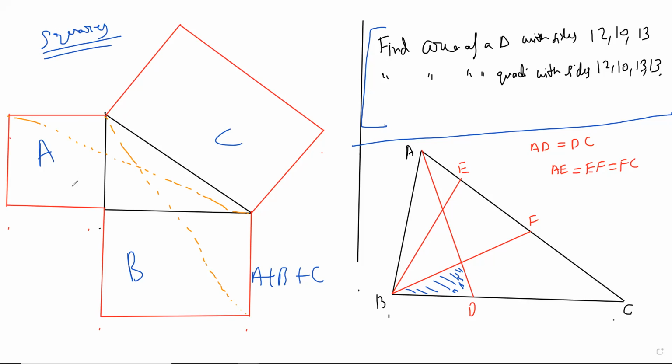So you have to prove that the area of A plus B is equal to the area of C. How will you do it? You have to draw some lines like this. Okay, so you have to think. This may be a little hard, but this is a classical thing.